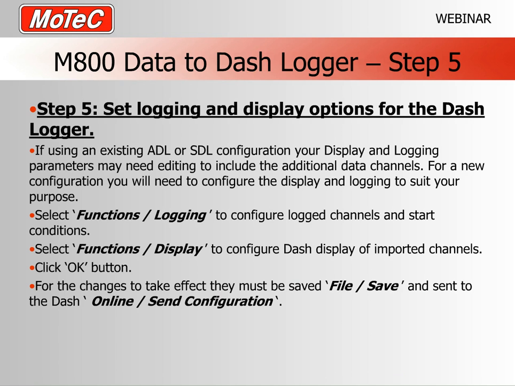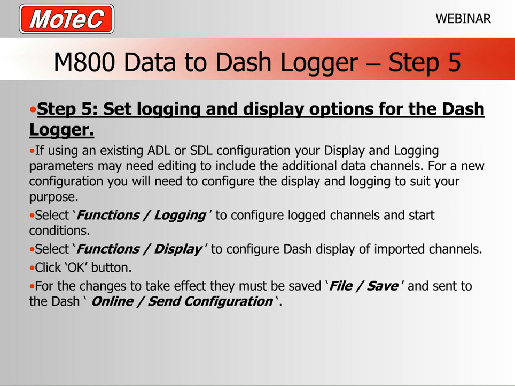Now, it's also important when you're in the Dash logger to make sure that you save the configuration as we said, but in addition, you must make sure that you're actually logging this new data that you've brought into the Dash logger, and you may also wish to display it on your Dash screen. This doesn't happen automatically, so you need to select these functions. So you can select functions and then logging, and that will allow you to configure your log channels and add these extra channels. And secondly, functions and display, which will let you display which of these channels is put onto the Dash itself.